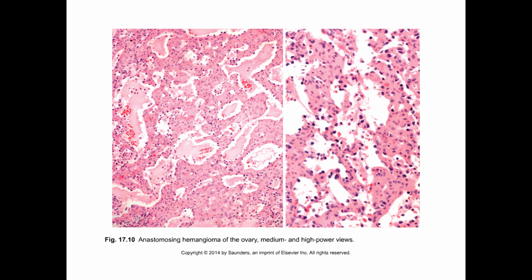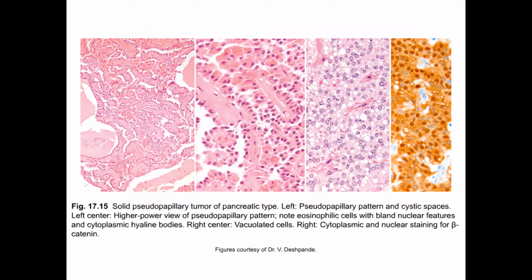Other features that can be seen in the ovary occasionally are solid pseudopapillary tumor of the pancreatic type. So this is reported, very unusual tumor, and has the characteristic immunohistochemistry. I'll refer you to our video on the solid pseudopapillary tumors in the pancreas.